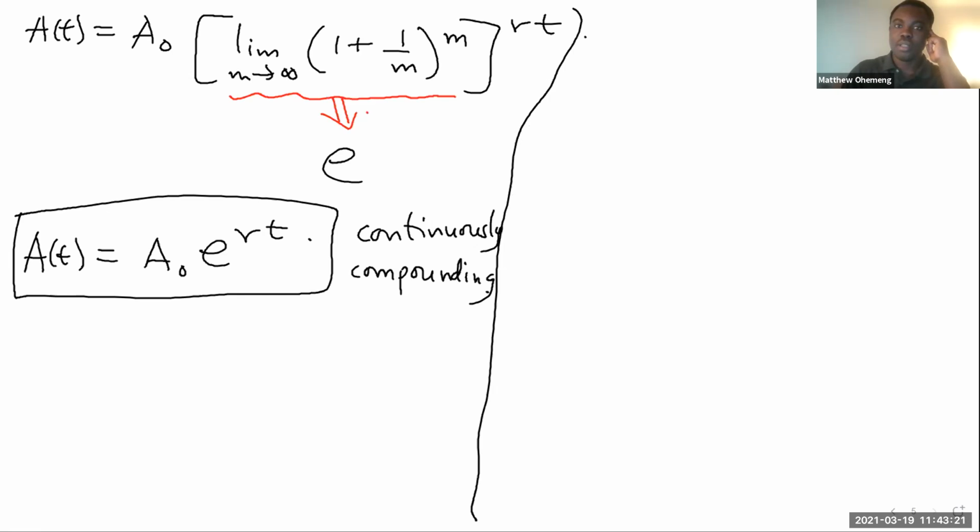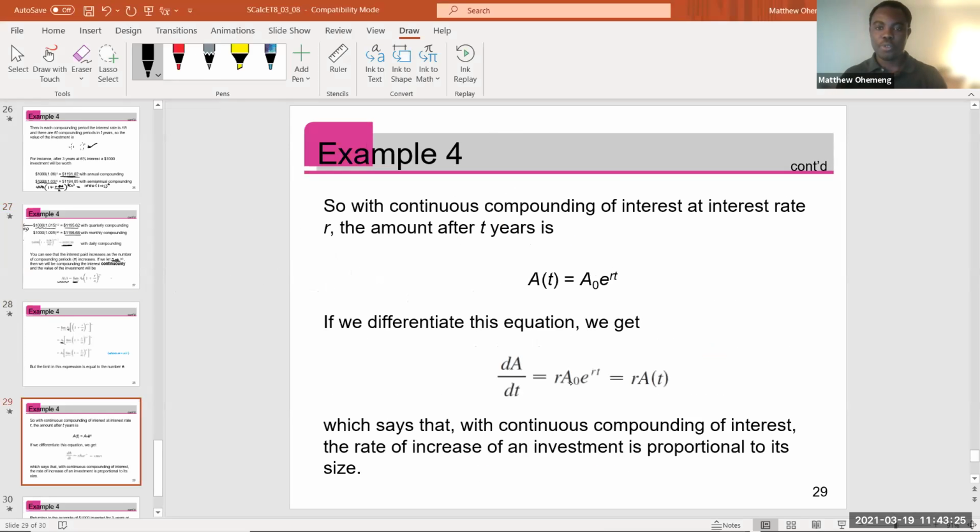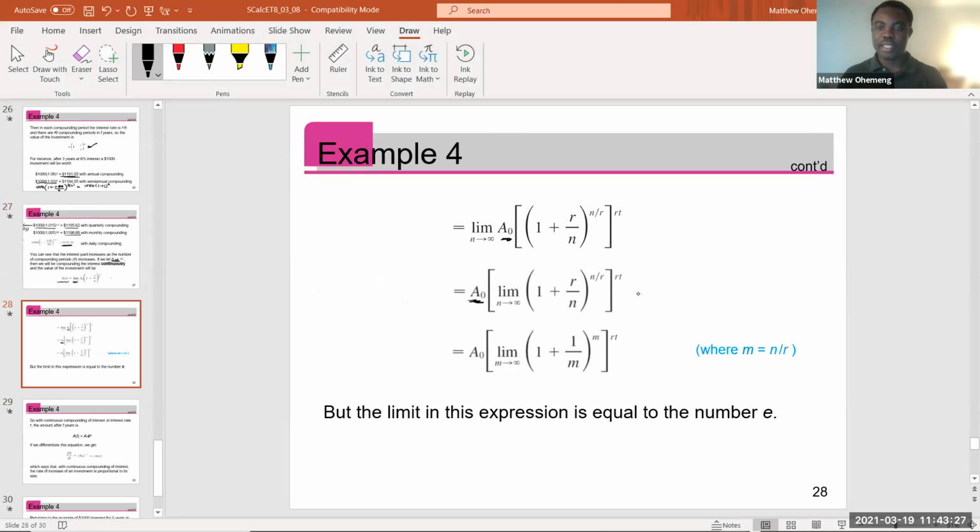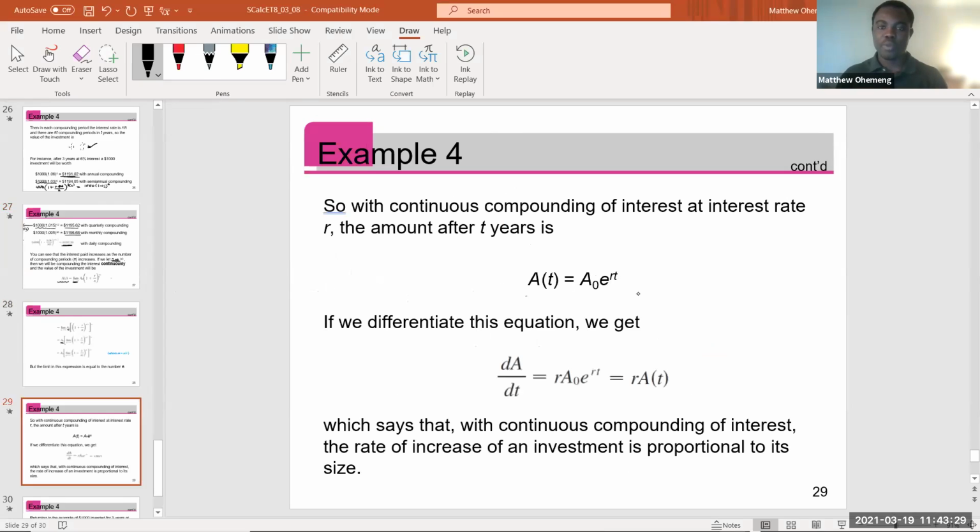Okay. So let me go back. So for continuously compounding, following the proof, right? This limit is just E, right? So that means that we get this formula. And it's just the same model that you saw. The rate of change of the investment is just R times A times T, right? This same differential equation, right?